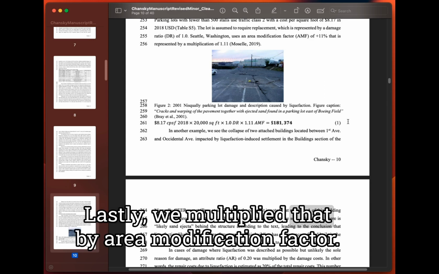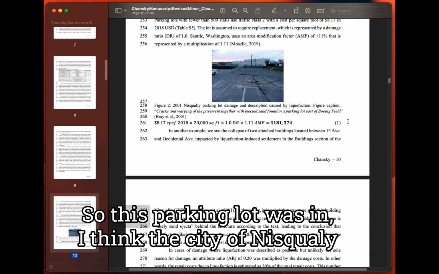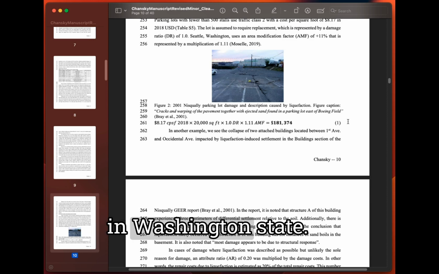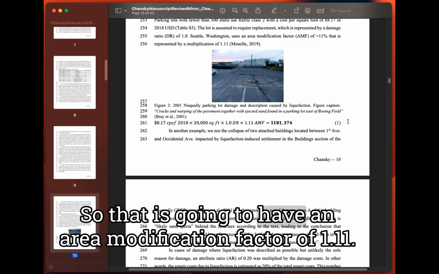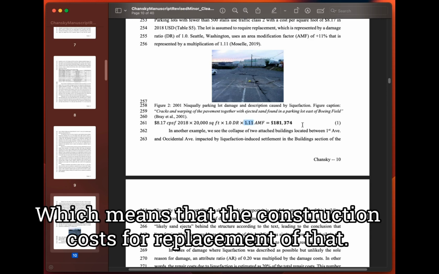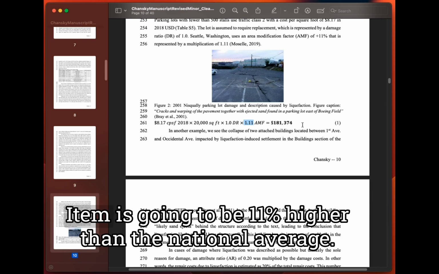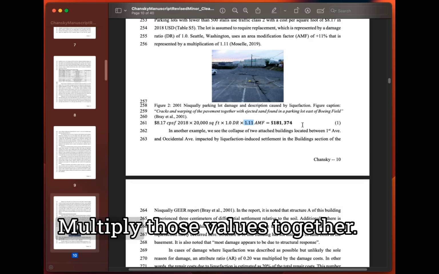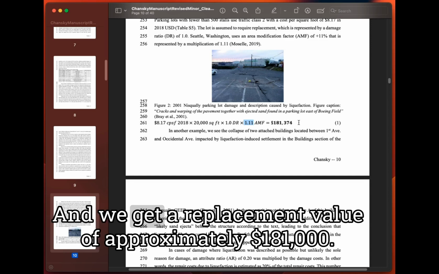Lastly, we multiplied that by the area modification factor. This parking lot was in, I think, the city of Nisqually in Washington State. So that's going to have an area modification factor of 1.11, which means that the construction cost for replacement of that item is going to be 11% higher than the national average. Multiply those values together, and we get a replacement value of approximately $181,000.